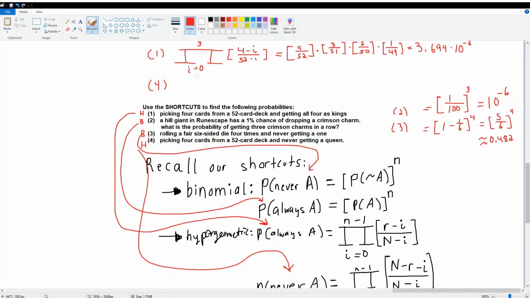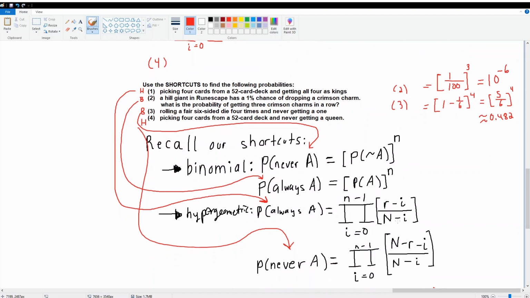All right, now let's do the other end of it. Let's say we're picking 4 cards and none of them are queens. This one is going to be our never formula. So let's set this one up. Again, we always start with I equals 0. We're picking 4 cards, so 4 minus 1 is 3. So we're going to go from 0 to 3. And now we have capital N, which is 52, minus R, 4 queens. So 52 minus 4 is 48. And then we have that minus I. And our denominator is just going to be capital N minus I. So 52 minus I.